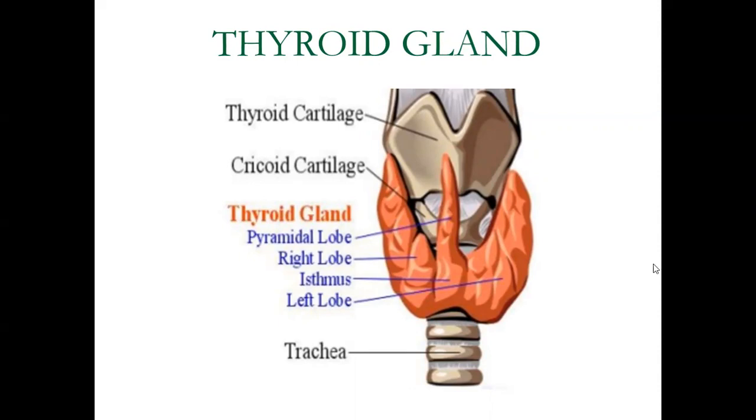So on the top you have the thyroid cartilage. So this is the thyroid cartilage. This is the cricoid cartilage. In this area you have the cricothyroid muscle and the cricothyroid ligament. And this is the thyroid gland. You have the left and right lobes, the pyramidal lobe, the isthmus, and the tracheal rings.